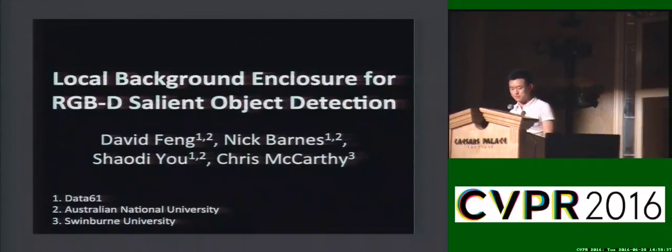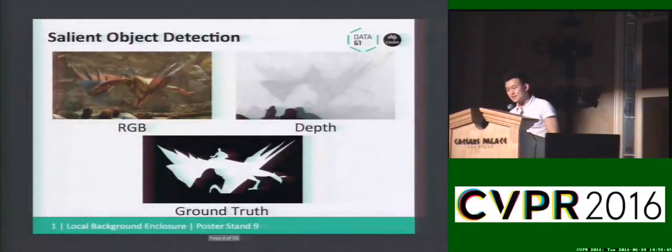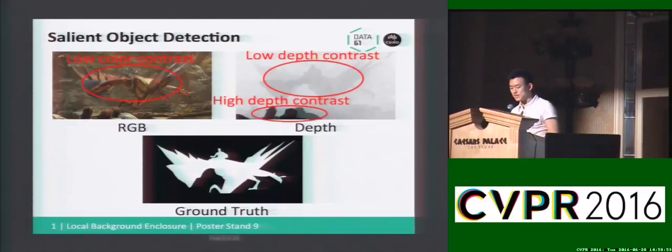Today I'll be presenting a new way of performing salient object detection. Salient object detection is the task of finding interesting objects in an image. Incorporating depth information can be helpful when the foreground and background have similar appearance. However, challenging cases arise in depth when the foreground has relatively low depth contrast compared to the background.